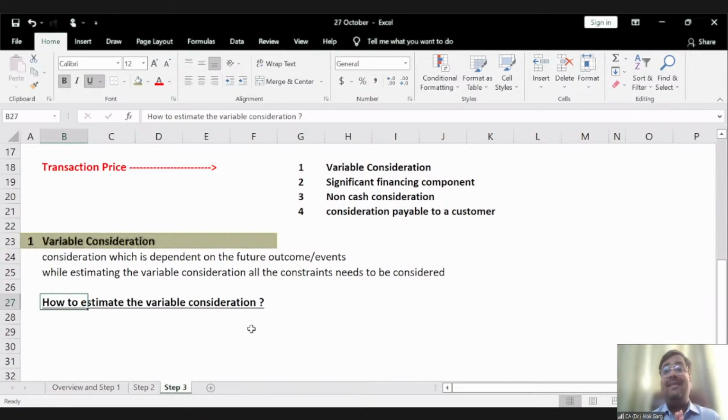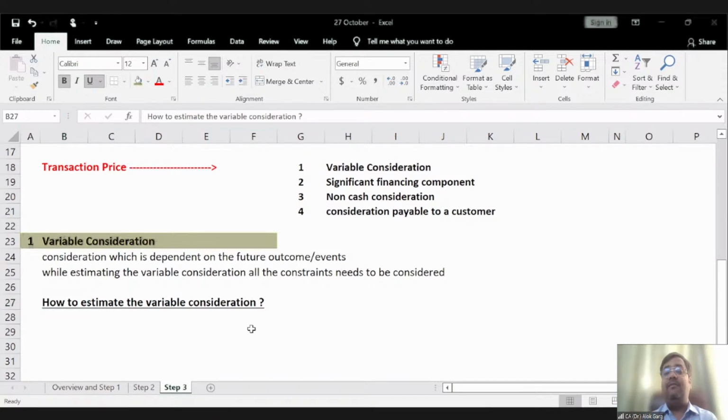And that is why while estimating the variable consideration, you need to factor all the constraints, all the factors you need to consider, right? What is the past history of that customer? What is the past precedent or history of the entity, right? What is the market scenario, whether the demand is there or not? Is there any abnormal situation? So everything needs to be considered for estimating the variable consideration.